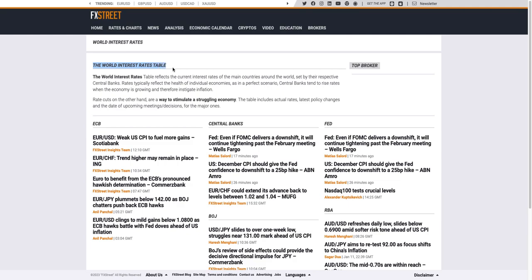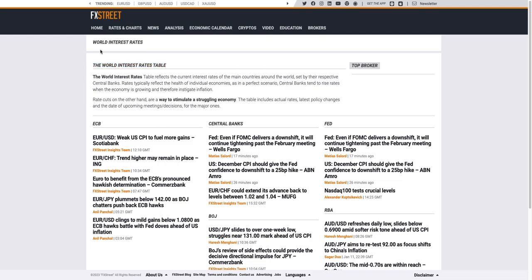The world interest rates table reflects the current interest rates of the main countries around the world, set by their respective central banks. Rates typically reflect the health of individual economies. In a perfect scenario, central banks tend to raise rates when the economy is growing and therefore instigate inflation. Rate cuts, on the other hand, are a way to stimulate a struggling economy. The table includes actual rates, latest policy changes, and a date of upcoming meetings and decisions for the major ones.